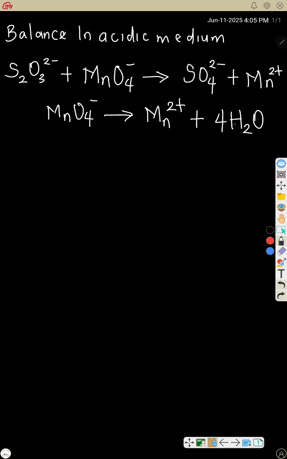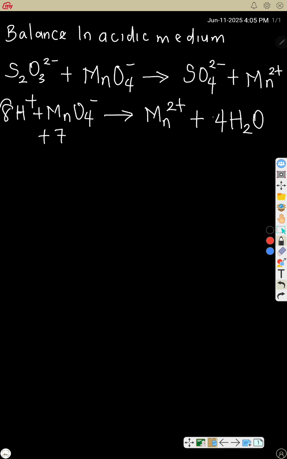But if you add that, then hydrogen will be 8. 4 times 2, 8. So that means I'm adding 8H plus to this side to balance the hydrogen. So now calculate the charge. What is the total charge here? This is 8 times 1, 8, minus 1, 7. So the total charge here is plus 7.